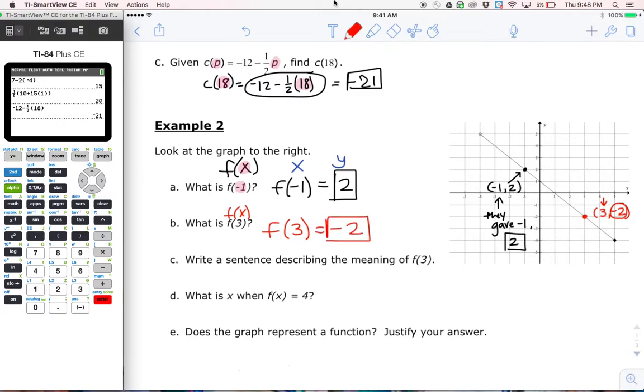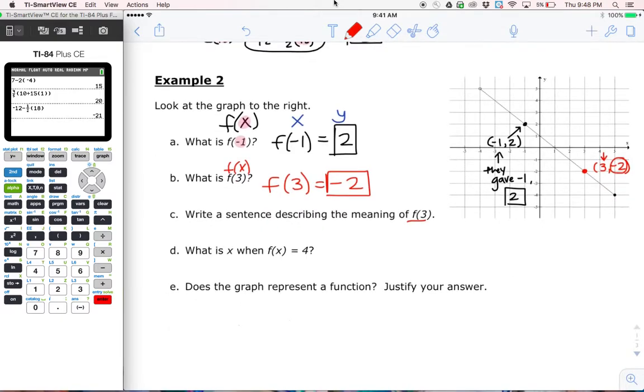All right, so write a sentence describing f of 3. Basically, write a sentence describing my previous answer. And I'm going to say, when x is 3, y is negative 2. And again, that just explains this previous answer we just talked about. All right, what is the x when f of x is 4?